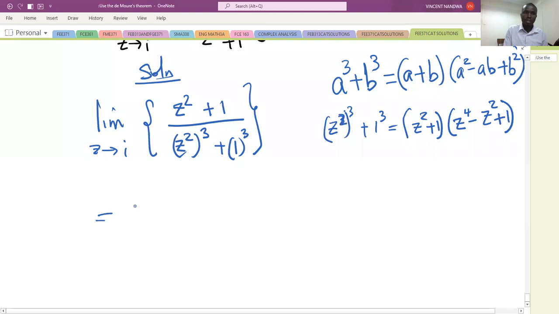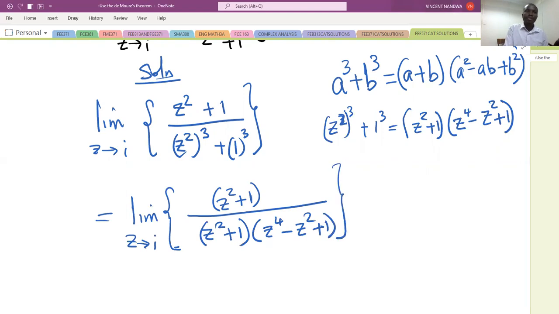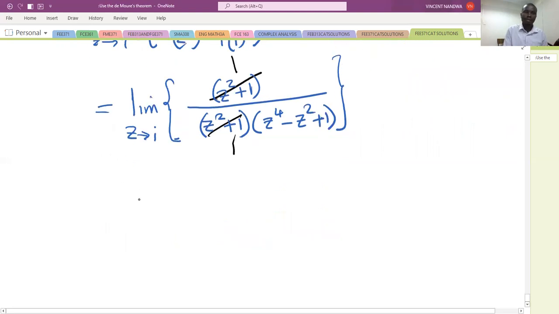So it means this denominator can be written as a product of these two terms, so that we say this is the same as the limit as z approaches i of, the numerator remains z squared plus 1, denominator is z squared plus 1 multiplied by z to the power 4 minus z squared plus 1. So with this, we see that this bracket and this bracket cancel out. So we'll have the limit as z approaches i of 1 over z to the power 4 minus z squared plus 1.